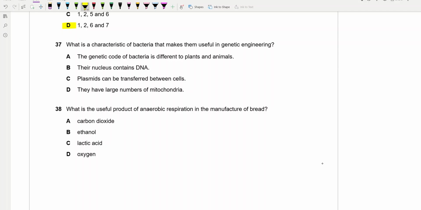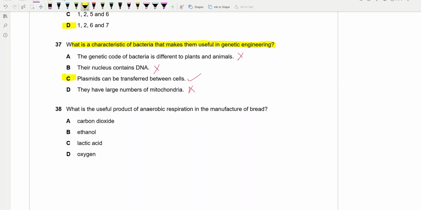Question number 37. What is a characteristic of bacteria that makes them useful in genetic engineering? Option A. The genetic code of bacteria is different to plants and animals. Option A is wrong. Option B. Their nucleus contains DNA. Option B is also wrong. Option C. Plasmids can be transferred between cells. Option C is correct. Option D. They have large number of mitochondria. Option D is also wrong. So the answer would be option C.